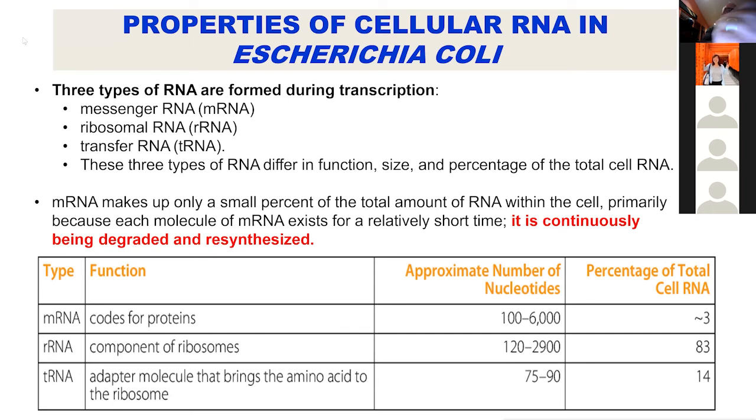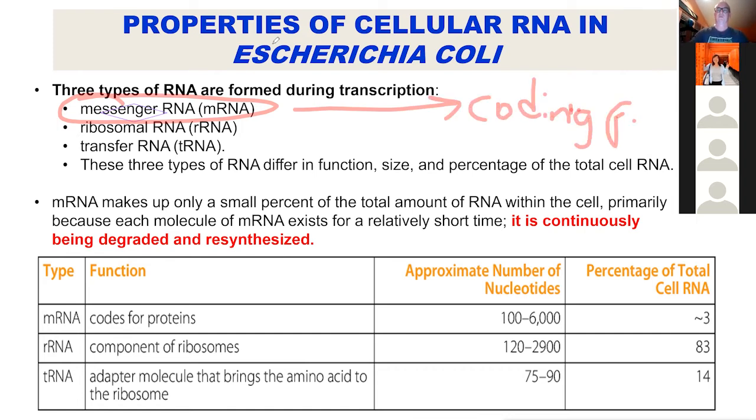So there are three basic types of RNA. One you're probably the most familiar with, messenger RNA. So that is the transcription of DNA that then goes into coding for proteins. Those are the RNA sequences that get translated into proteins.